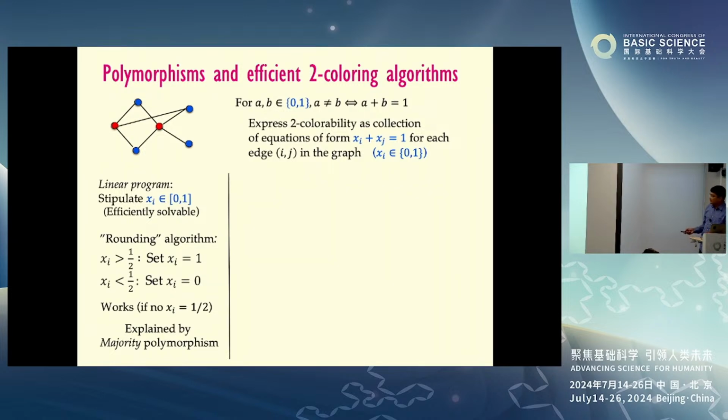Then I can convert this fractional solution to a 0, 1 solution in a very natural way. If some variable gets more than half, I make it 1. If it gets less than half, I make it 0. Okay, and I'm just going to pretend I never get 1/2. Now this will clearly give a valid 2 coloring, right? Because if one variable is more than half, the other one has to be less than half because they sum up to 1. And this algorithm's working is somehow explained by this majority polymorphism. There is really nothing about 2 coloring which makes this work. It's really somehow explained by the fact that this majority function was a polymorphism for 2 coloring. Okay, so that is one algorithm.